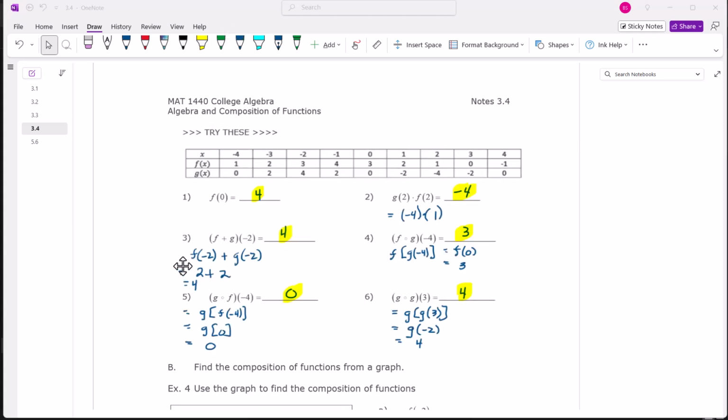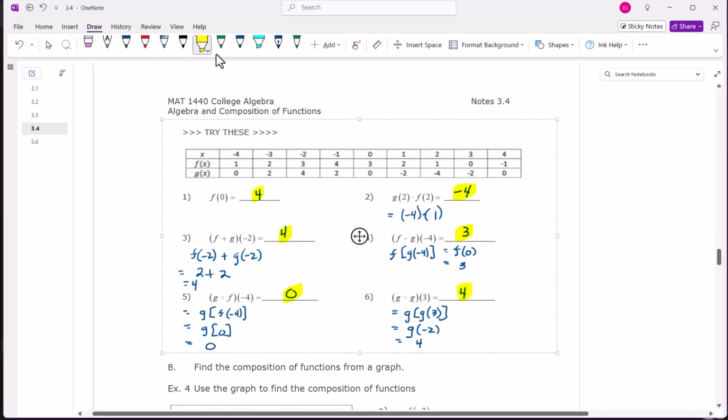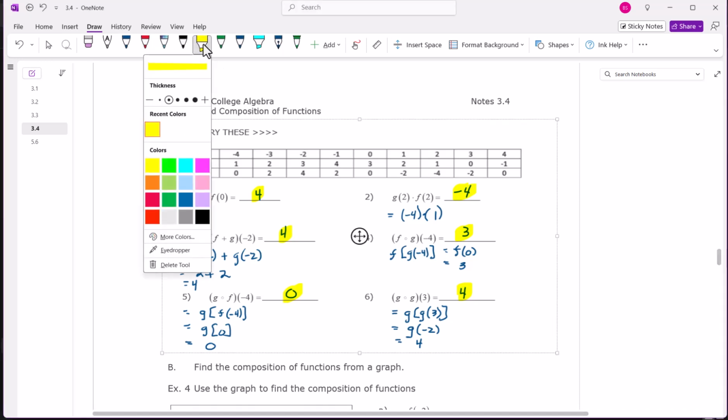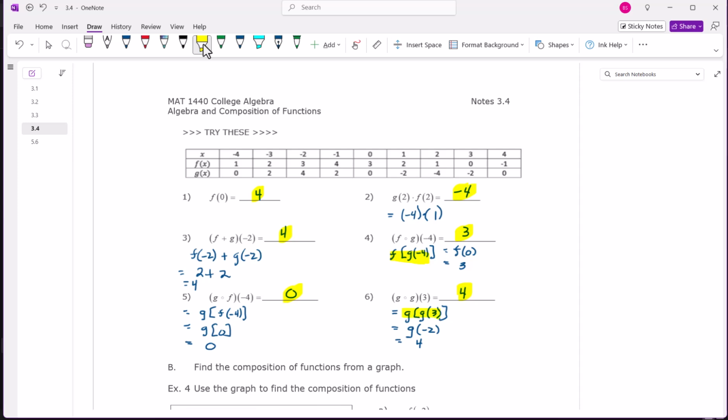Okay, so the answers should be: number 1, 4; number 2, negative 4; number 3, 4; number 4, 3; number 5, 0; and number 6 is 4. If you made any mistakes, correct it. But again, the key to me whenever you're doing these problems is writing your function composition. This is kind of the key step right there. Okay, then that tells you how to evaluate that.